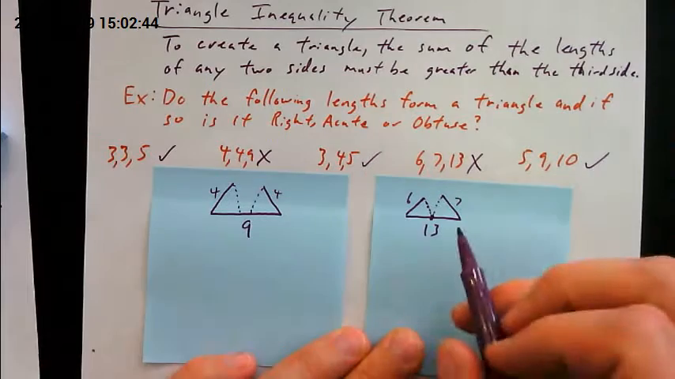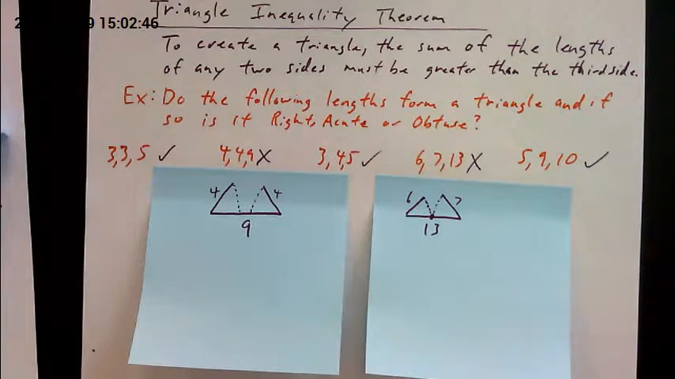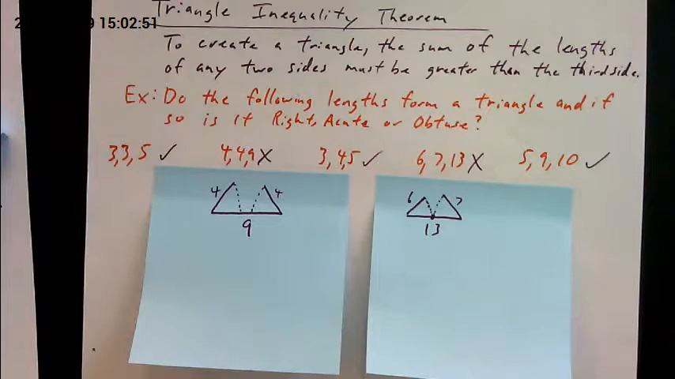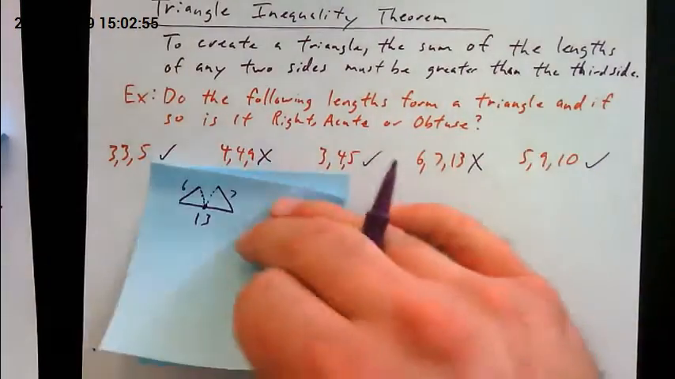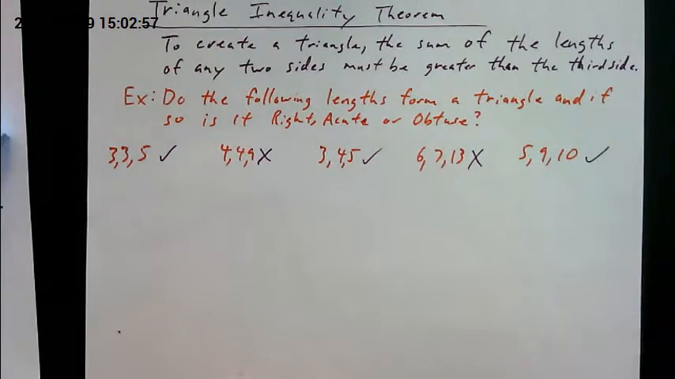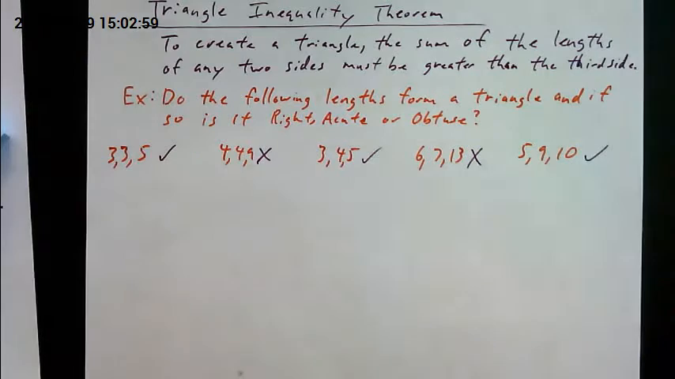So in order for three sides to make a triangle, any two sides have to be greater than the third. So if you check the smallest two, they should be greater than the third side. So that's how we're able to say these two don't work, but these other three do.